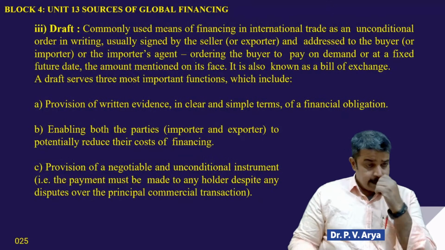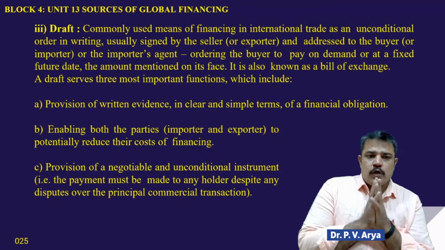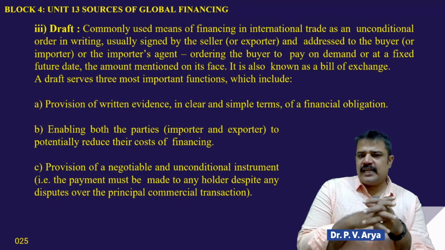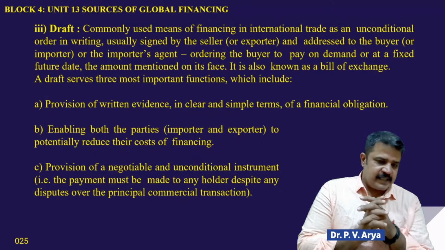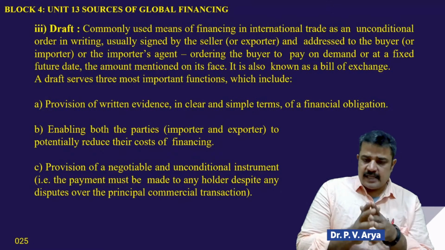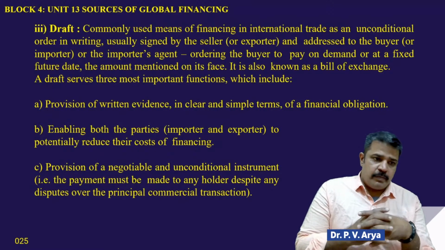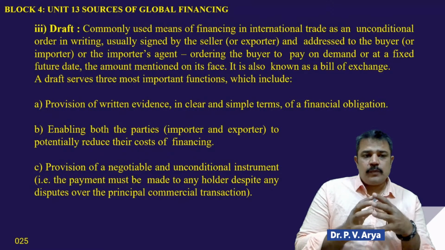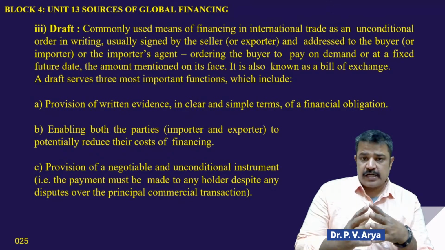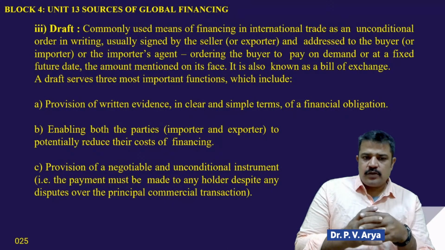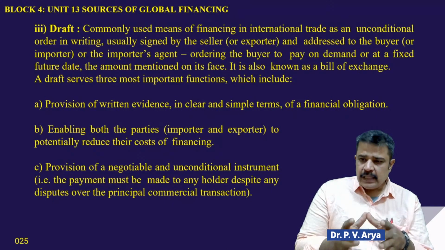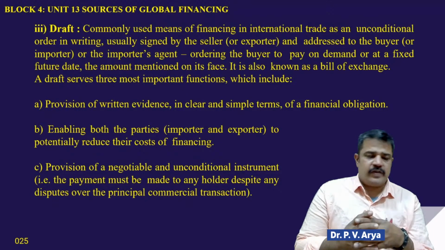Then the third instrument is the draft, a commonly used means of financing international trade. It is an unconditional order in writing, usually signed by a seller or exporter and addressed to a buyer or importer or importer's agent, ordering the buyer to pay the amount mentioned on its face on demand or at a fixed future date. It is also called a bill of exchange.